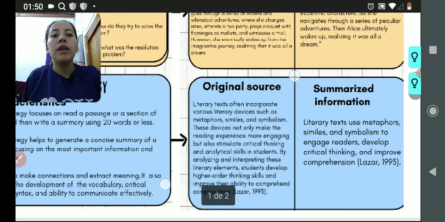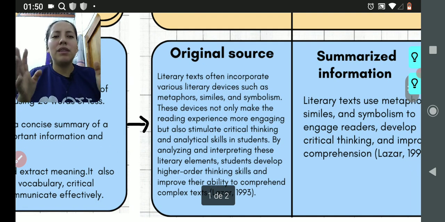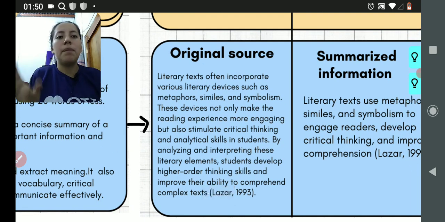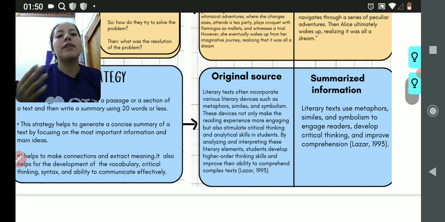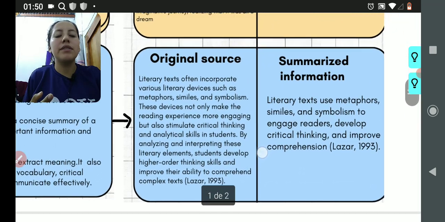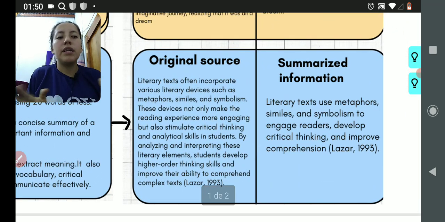For example, when people read a different text, for example a literary text, this strategy consists of writing a summary using 20 words or less, and this is the summarizing information. Literary texts use metaphors, similes, and symbols to engage readers, develop critical thinking, and improve comprehension. This kind of summarized information helps us to identify the main important ideas of the text.